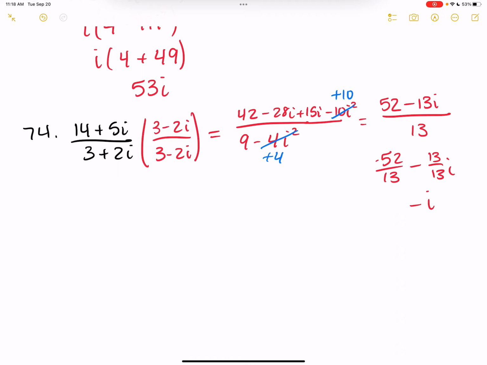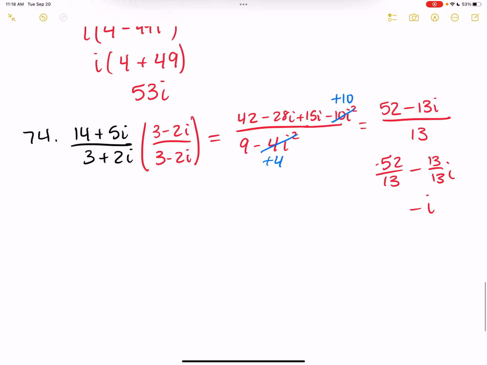Does 52 divided by 13 evenly? I think it does. I think it's 4. I'm pretty sure it's not, but I'll do it. Yes. Okay. I'm pretty sure it is. Definitely 4. I was sitting there initially like, no, there's no way. And then I was like, no, I think it is. So 4 minus i is in standard form.